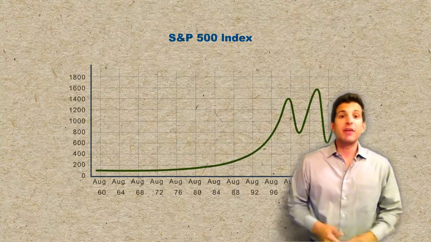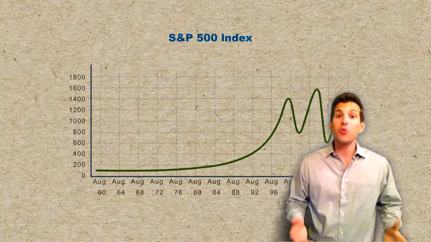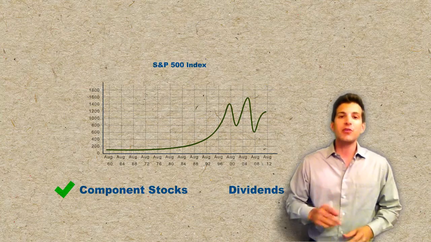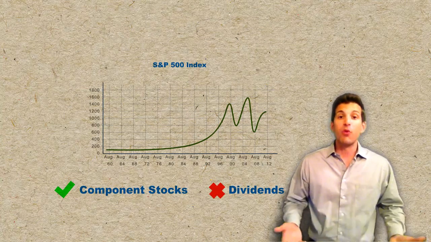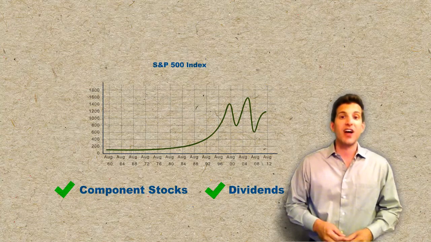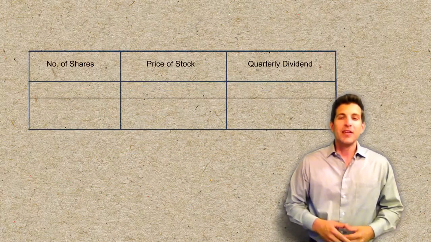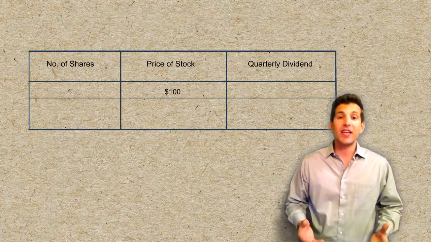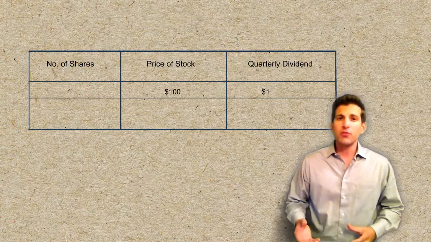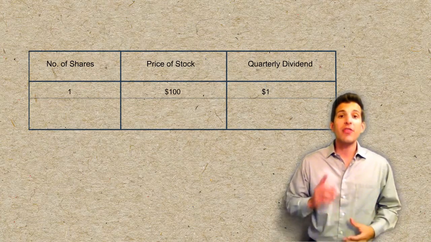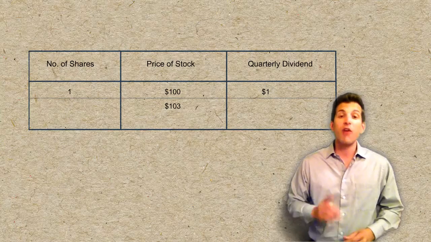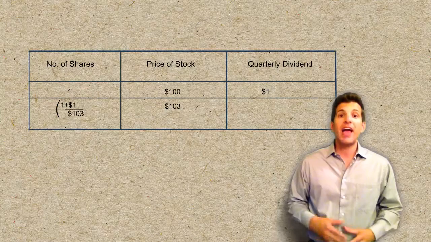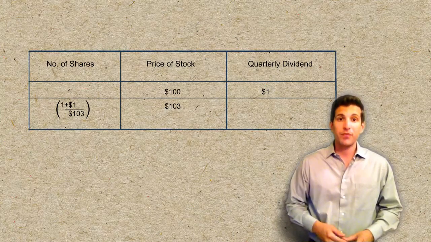When we use indexes to measure the historical performance of stocks, we would do well to remember they are based only on the prices of the component stocks and do not include the dividends they pay. Therefore, we must calculate the total returns on these stocks. Let's see how. Suppose a stock is selling at $100 per share and pays a quarterly dividend of $1. Assume that the price of the stock was $103 on the day that the first dividend of $1 was paid. Now assume that the $1 was used to buy additional shares of the same stock.